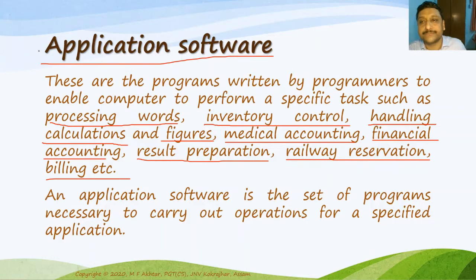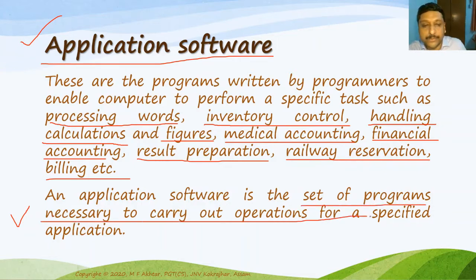Application software. Now see, an application software is a set of programs necessary to carry out operations for a specific application. If you want to define application software in one sentence, then this is the correct one. Application software is made for each purpose. Separate software is developed and those softwares are known as application software.